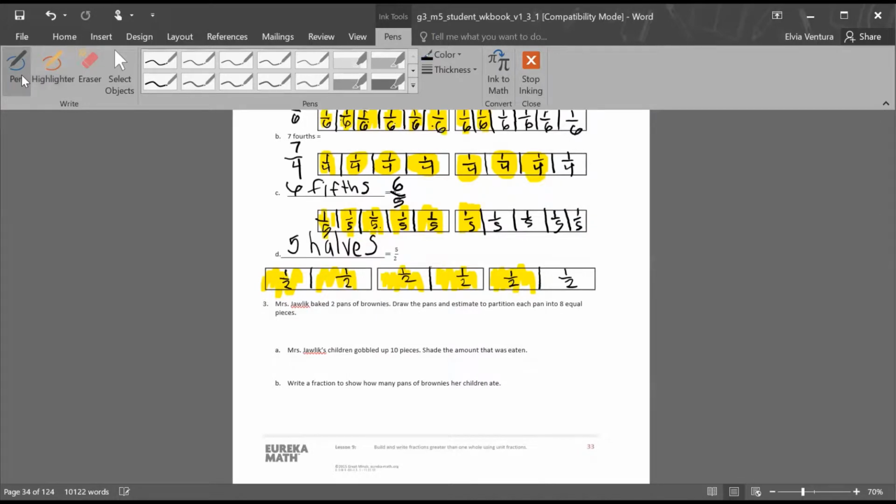Number 3. Mrs. Jollick baked 2 pans of brownies. Draw the pans and estimate to partition each pan into 8 equal pieces. So first, we're going to start by drawing our 2 pans of brownies, okay? So I'm going to draw a rectangle. And this is going to be my pan number 1. And then I'm going to draw a second one.